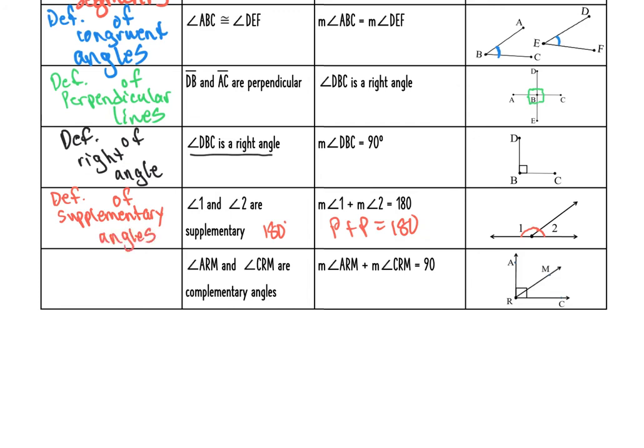Awesome. And then last but not least on this page, we've got angle ARM and angle CRM are complementary angles, right? Complementary. You should be thinking 90 degrees when you see complementary. So we've got the measure of angle ARM plus the measure of angle CRM equals 90. And we know it's 90 because if you look at the whole, when you add these two angles together, this whole angle, you see the box in there, is 90 degrees. So this is like saying part plus part equals 90. So again, if the two angles are complementary, then they must add up to 90. We can say that because of the definition of complementary angles.